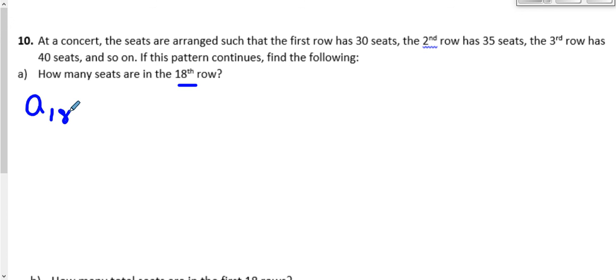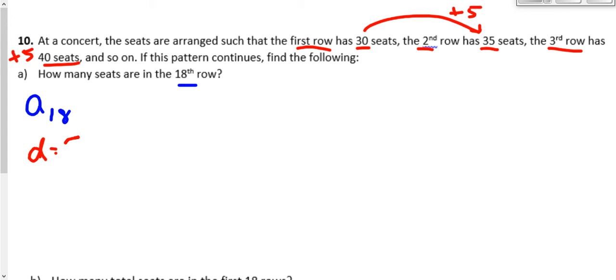So let's take a look at the information that's been given. The first row has 30 seats. The second row has 35. To get from 30 to 35, I have to add 5. And the same is going to happen again when I get to the third row. So to get from 35 to 40, I have to add 5 again. So it looks like we have an arithmetic sequence, and the d value is +5. So d is 5.